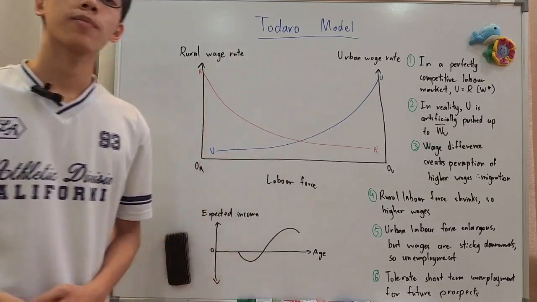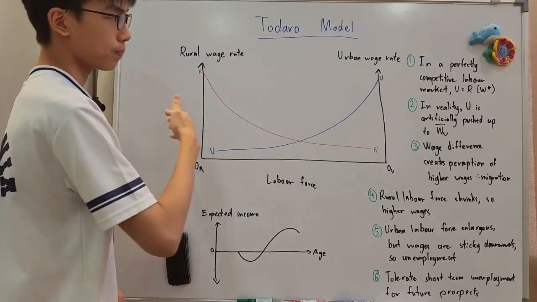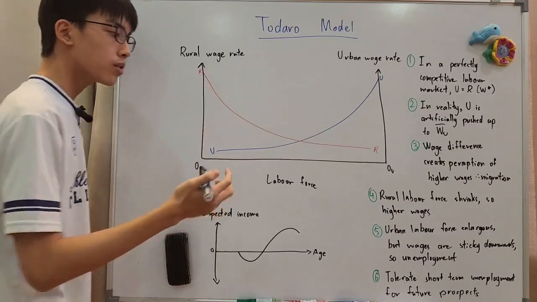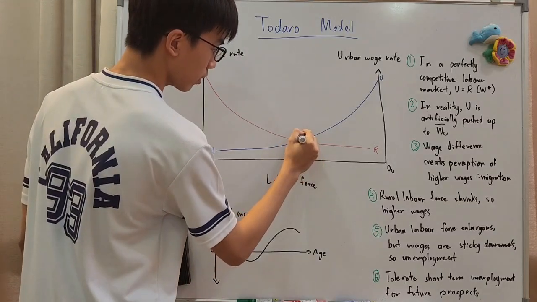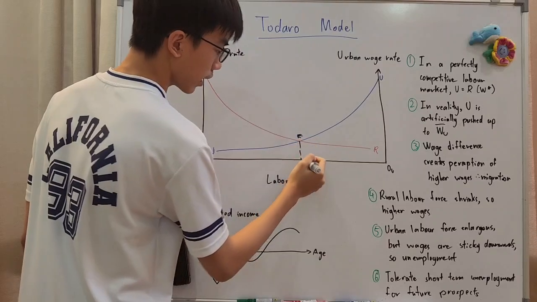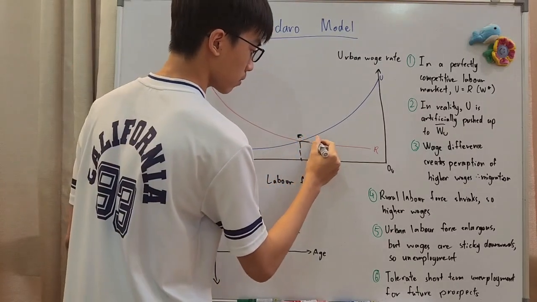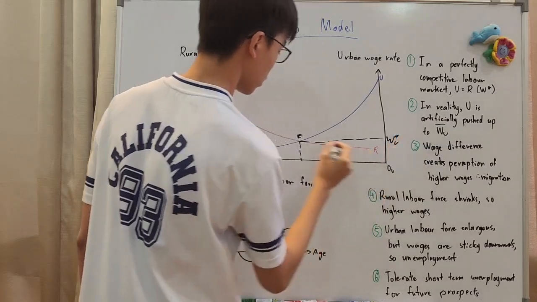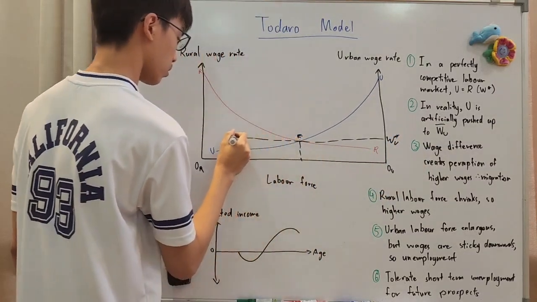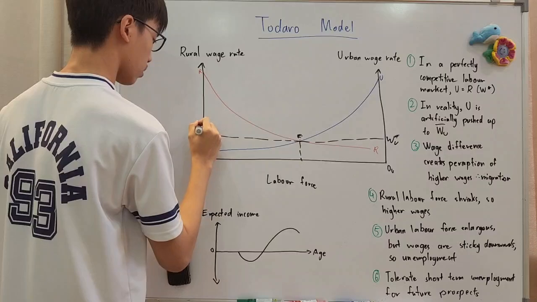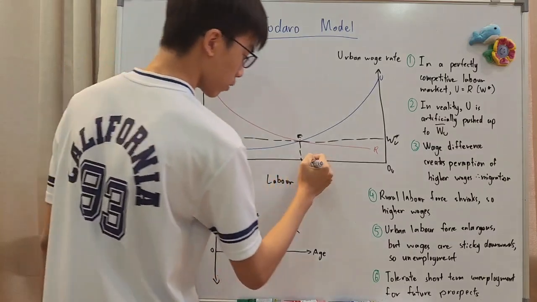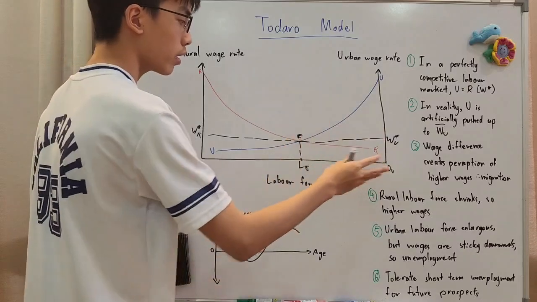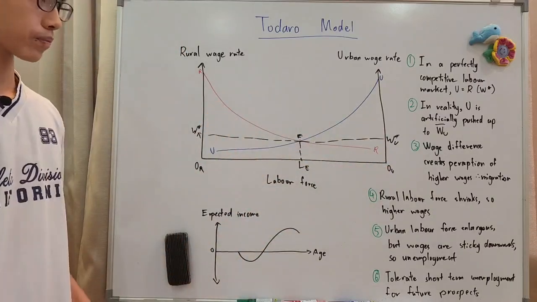So in a perfectly competitive labor market, where your rural and urban areas have no regulations or anything, they should, in theory, be at equilibrium, and the wage rates are the same. So you have wage star for U and wage star for R. And therefore, your labor force is in equilibrium. There's the same amount of people working in urban areas, same amount of people working in rural areas.